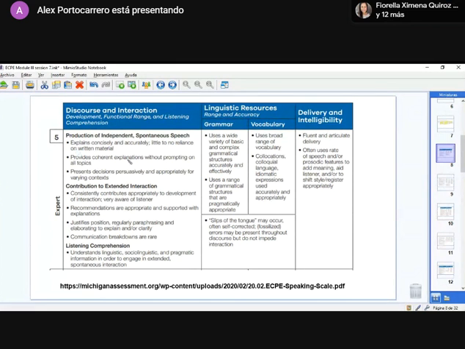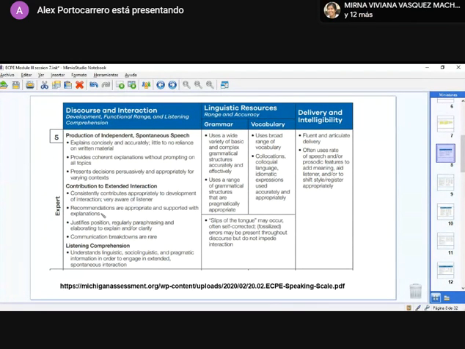They have to provide coherent explanations without prompting, on all topics. That means you don't have to ask any questions for them, or the other test taker doesn't have to ask any questions for them to produce this, right? They present their decisions persuasively and appropriately for varying contexts. They consistently contribute appropriately to development of interaction.